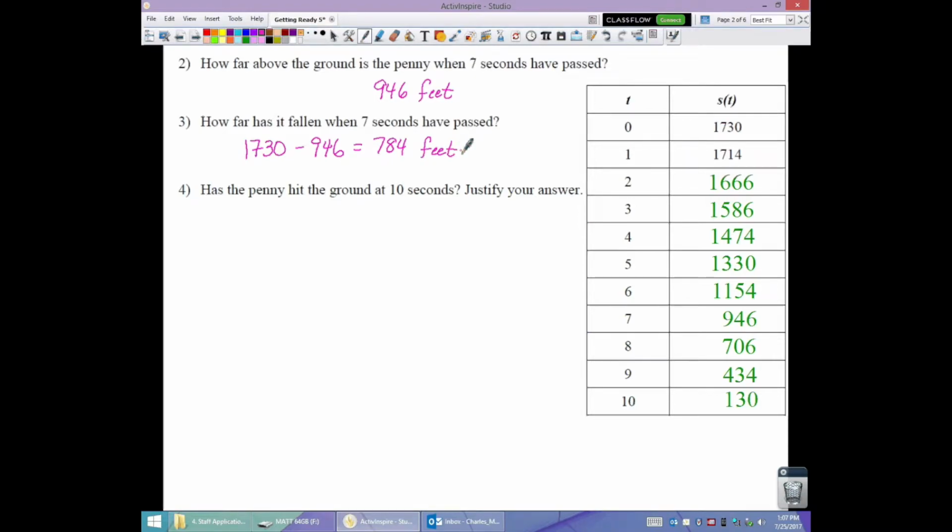Has the penny hit the ground at 10 seconds? Well, at 10 seconds, our value is 130, so no, it hasn't hit the ground. Okay, and our justification is simply because the penny is still 130 feet above ground.